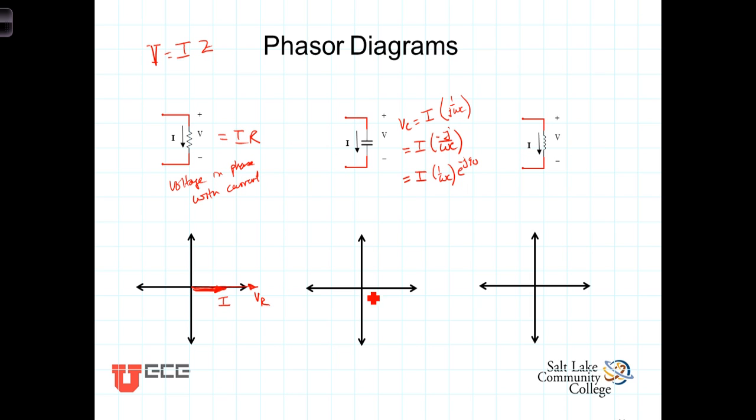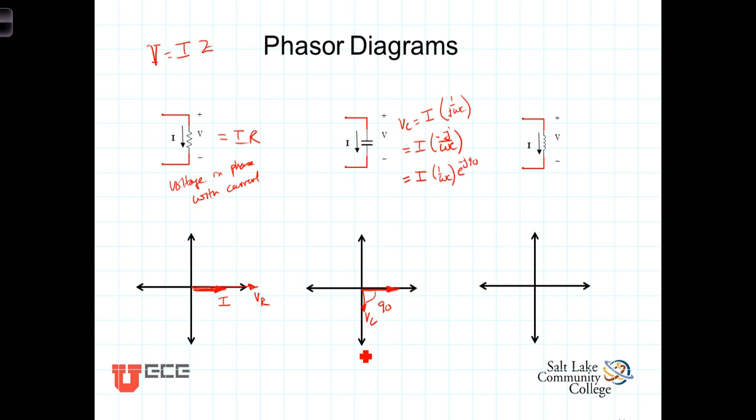And so once again, if we let the current have a zero reference angle, then the voltage in the capacitor is going to be 90 degrees less than the phase of the current, or we say that the voltage is 90 degrees behind the current, or we can say that the current is 90 degrees ahead of the voltage.